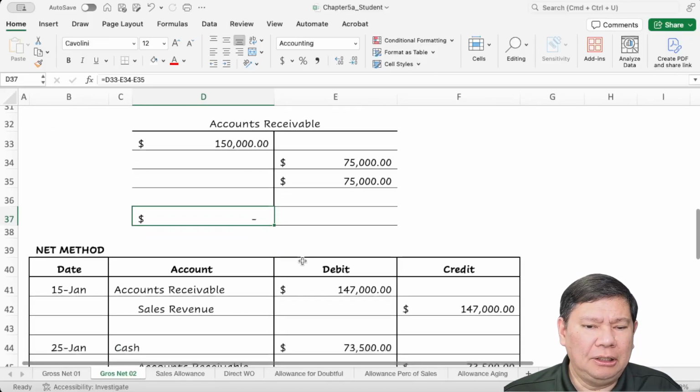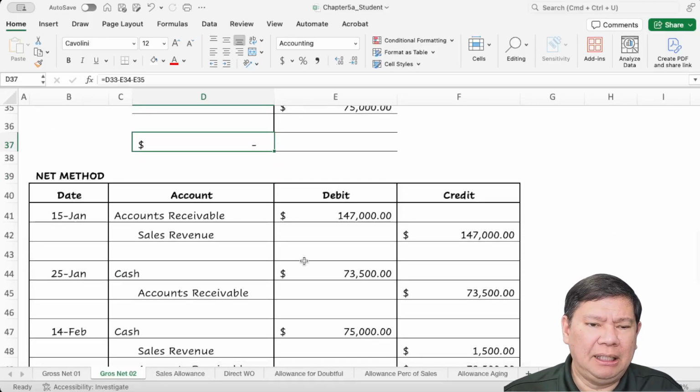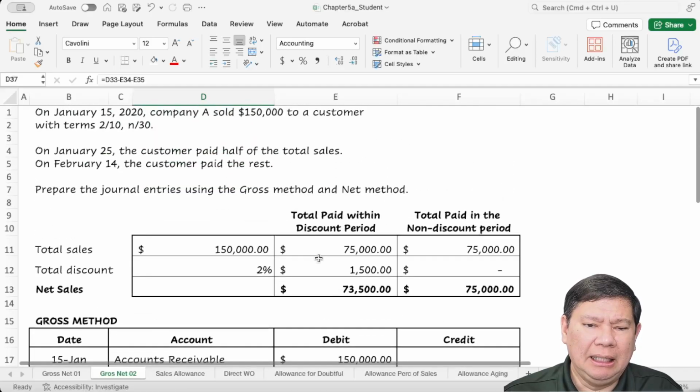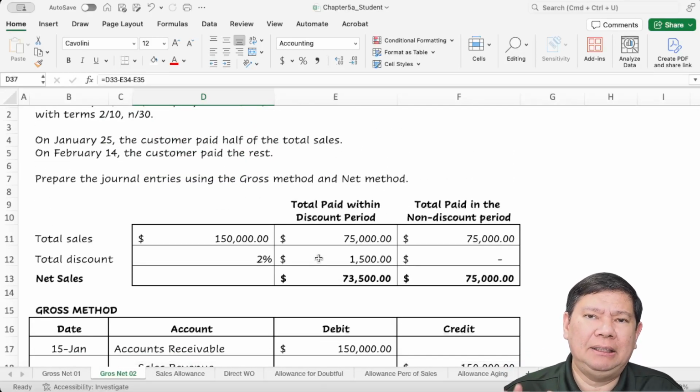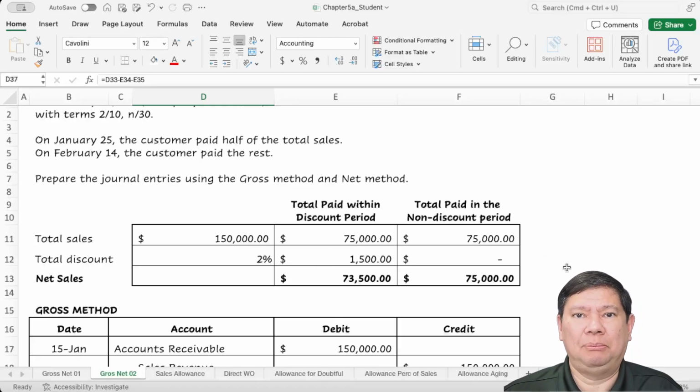So although the approach is different using gross method and net method, your income statement and your balance sheet will still be the same. And companies usually just use the gross method.